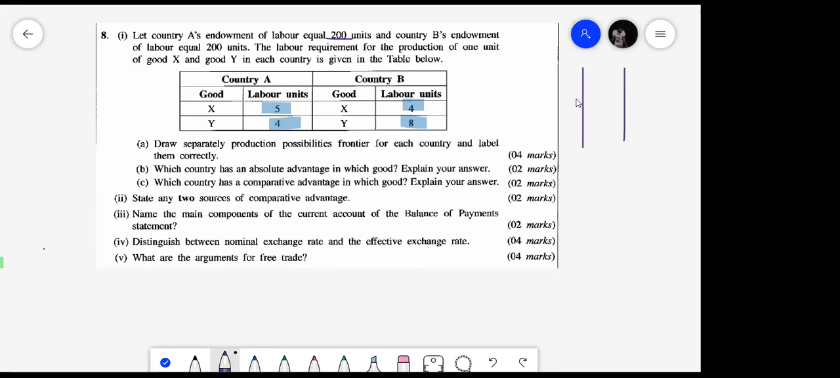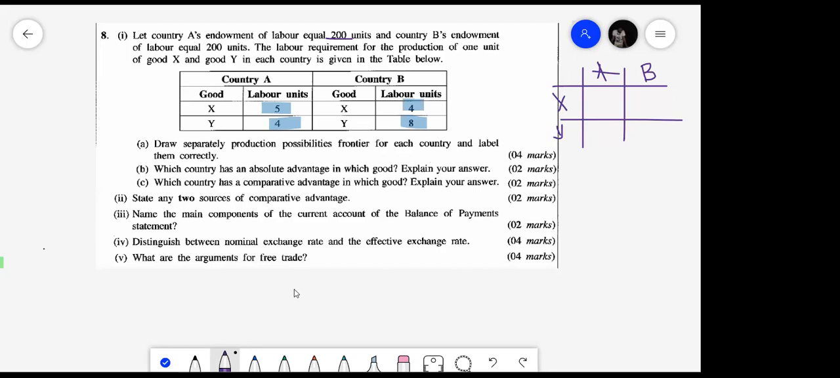What do you think? Let's break it down that way. Think. I'm sure it's not 1,000. So you have country A. Okay, I'll repeat my question. Country B, right? You have good X. You have good Y. Okay.